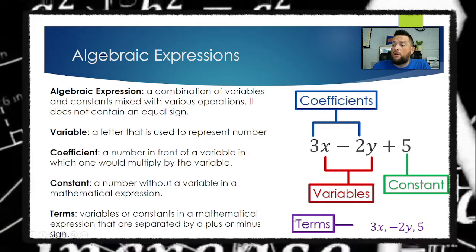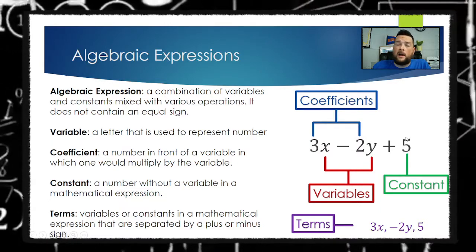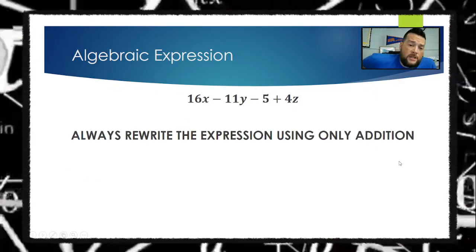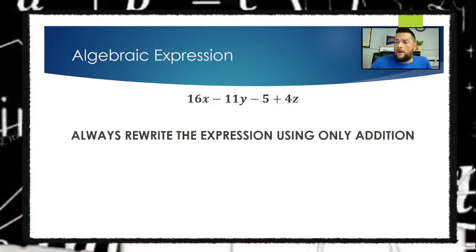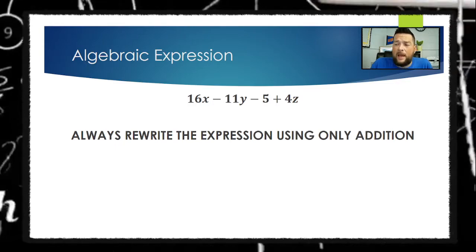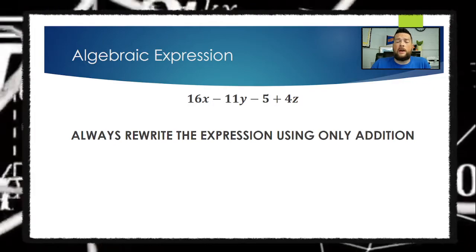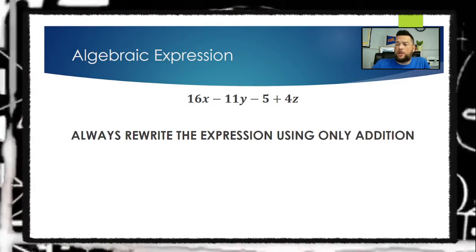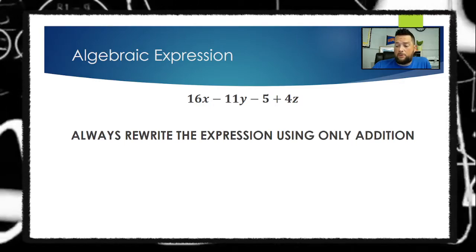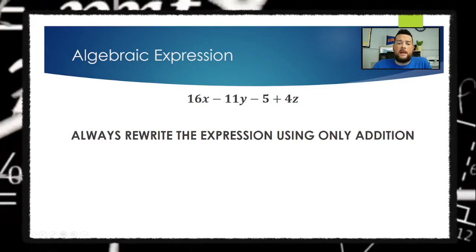So by definition, they're the variables that also include the coefficients attached to them and the constants, all separated by the plus and minus signs. So just a word of caution, you've heard me say this before, and I'll continue to say this. You'll save yourself a lot of headache if you will always rewrite the expressions using only addition, all right? And what I mean by that is you're changing that expression, using keep, change, opposite, to only having addition. So you're getting rid of any of the subtractions.